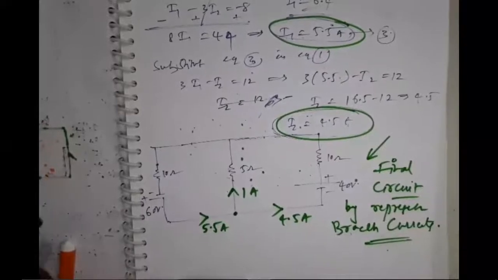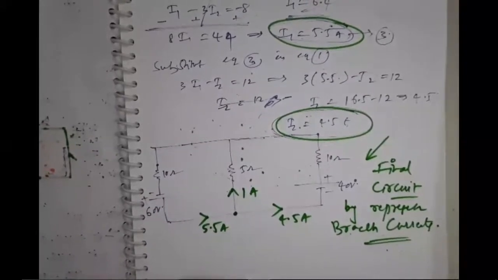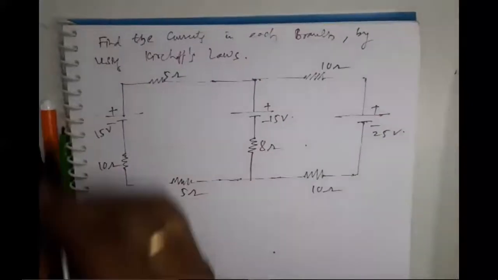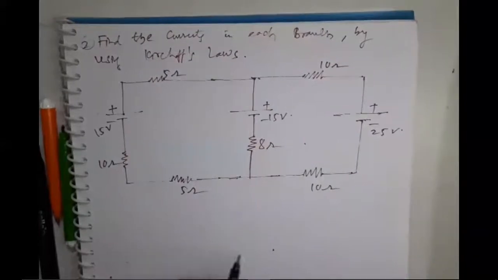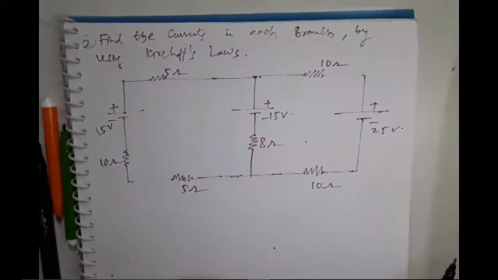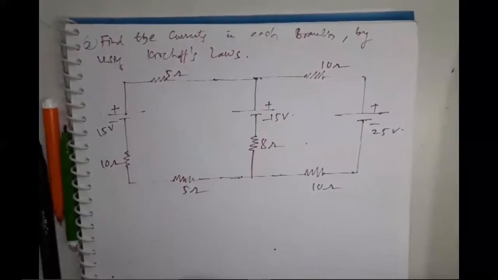That's it. Let me move to the next problem. This is the second problem for this session. Let me read the problem carefully. Find the currents in each branch by using Kirchhoff's laws. So in this problem he is asking for the currents for each branch.